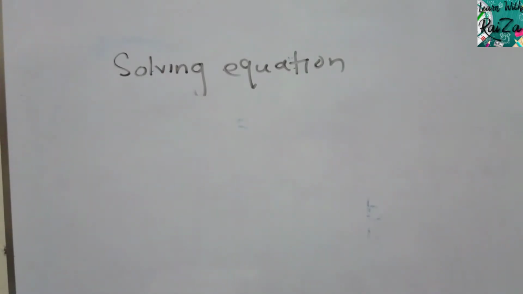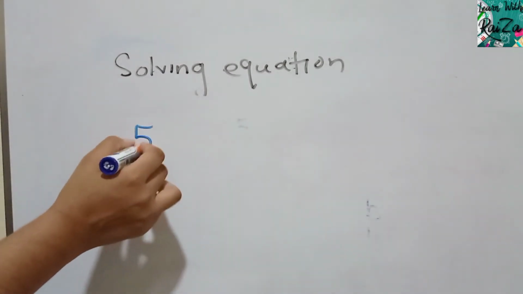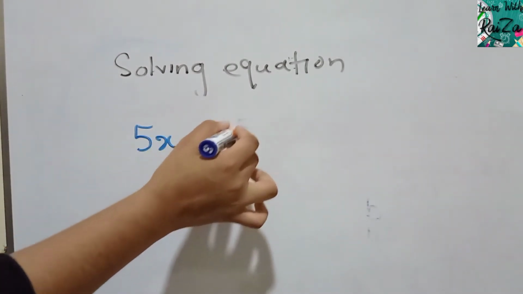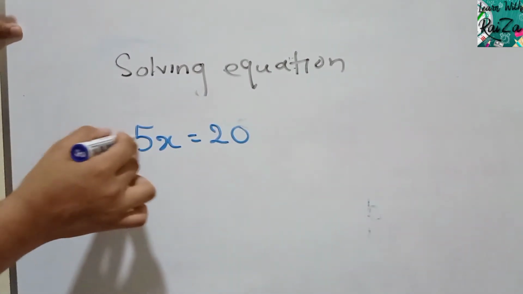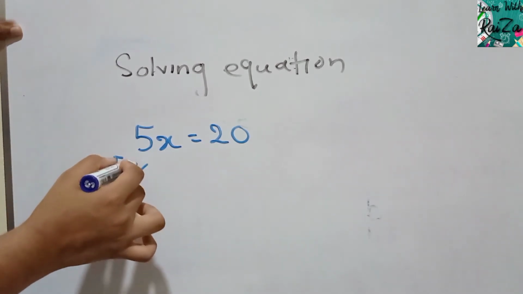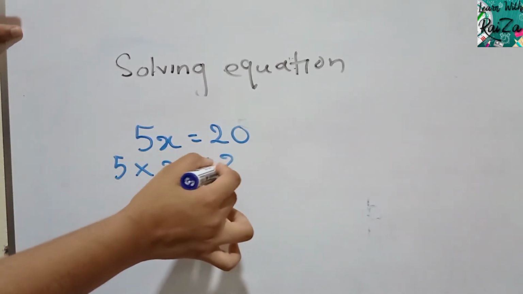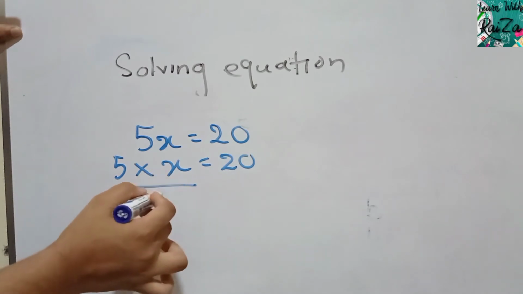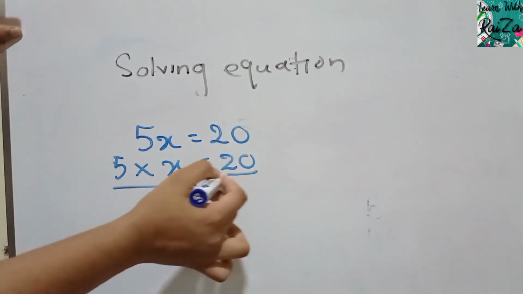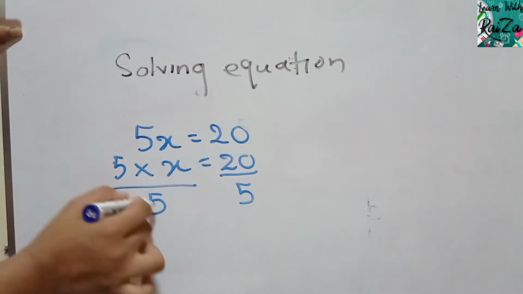Next, let's see the products. For example, 5x is equal to 20. In this kind of situation, since 5x is formed by multiplication, what should we do here? Yes, the division part. Divide both sides by 5 because we want to remove 5.